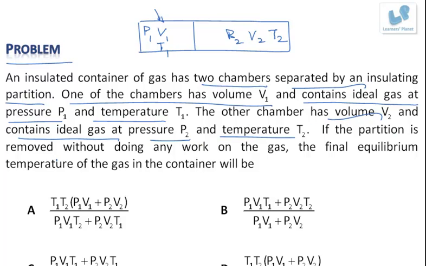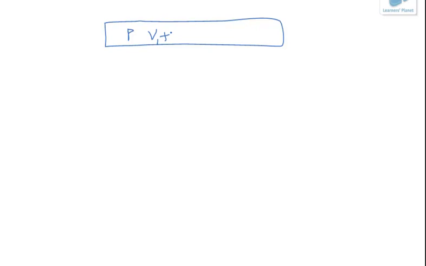If the partition is removed without doing any work on the gas, the final equilibrium temperature of the gas in the container will be? Now when we remove the partition, it will attain a common pressure. Now the total volume will be V1 plus V2 and it will attain a common temperature T. That means all the gas molecules of the first chamber and that of the second chamber are mixed thoroughly.